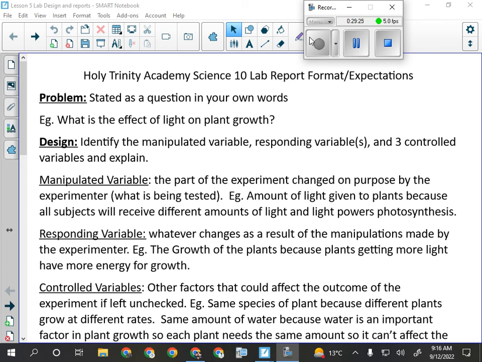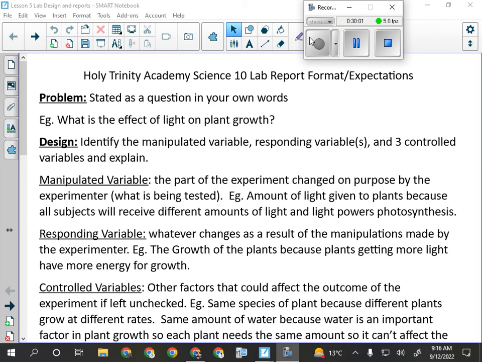So when I give you a lab report, you'll get a template that'll be basically blank, except for problem, design, hypothesis. Those headings will be there and you're gonna have to fill them in. The thing you're gonna have to do for the problem is, if I have something written there on the lab sheet, you're gonna have to rephrase that in your own words in the form of a question, kind of like Jeopardy. So, for a simple example, maybe I'm investigating this. What is the effect of light on plant growth? That's a pretty simple thing, okay? But let's say that's what I'm investigating.